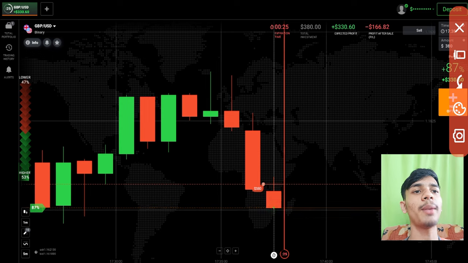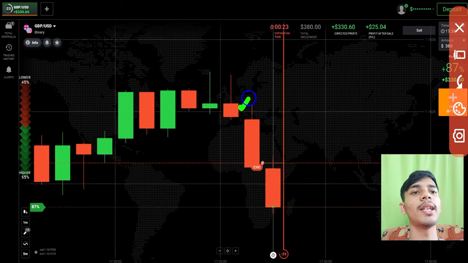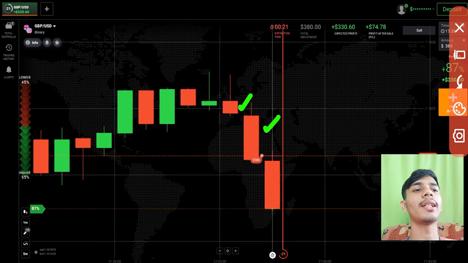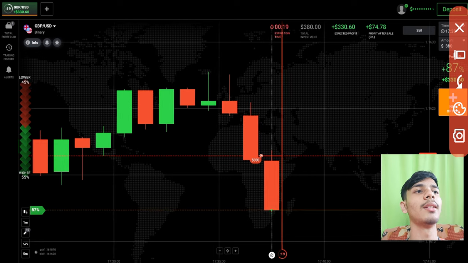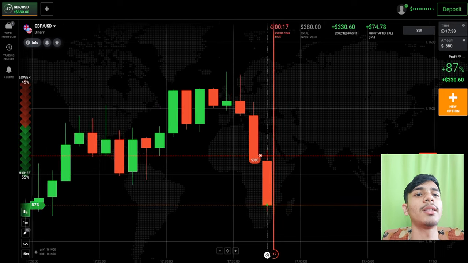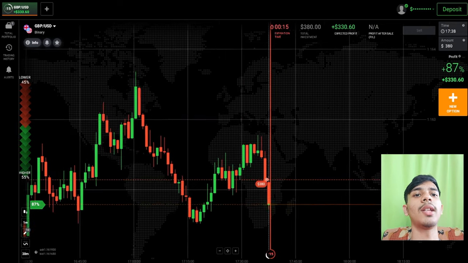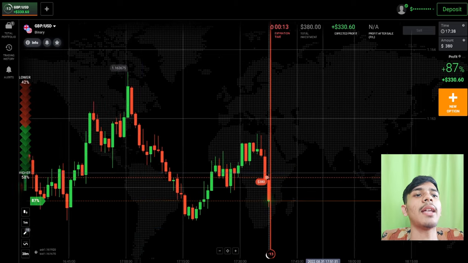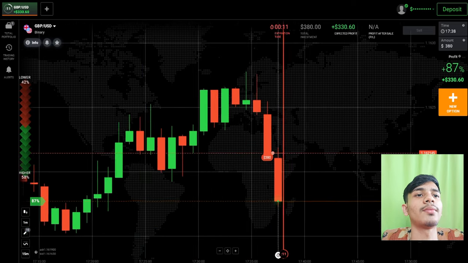So let's see what will happen here. I think that sellers will only enter because these two red candles are very strong candles. That's why I've gone with sellers here. Sellers only have to enter here.